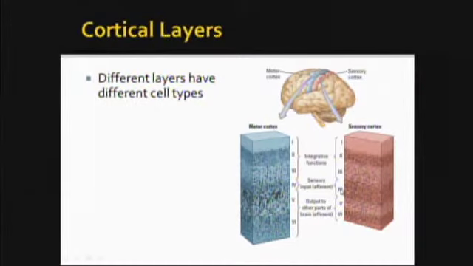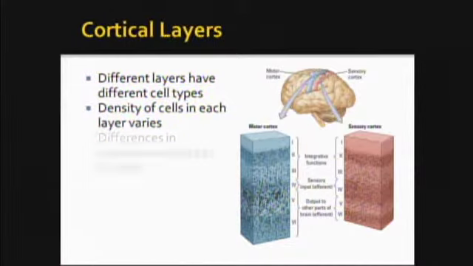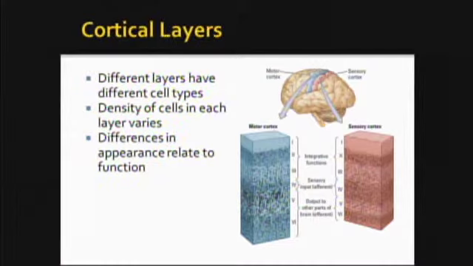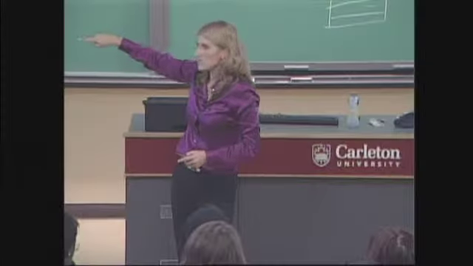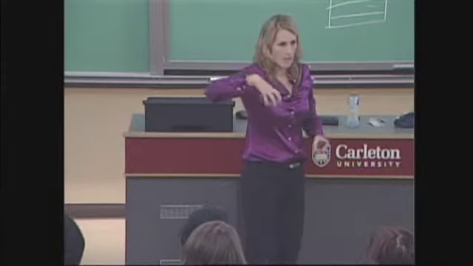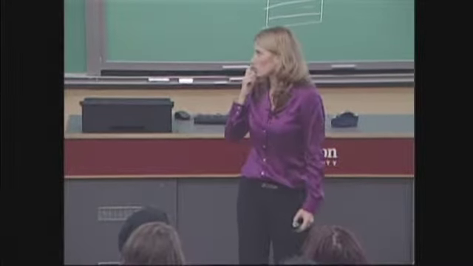Okay? So different layers have different cell types. The density varies in these layers. They also differ in appearance, which relates to their function. Without getting ahead of myself, the dendrites, which is the part of the neuron that receives information, we call the dendritic tree. The more dense that dendritic tree, it means basically that that neuron is responsible for gathering information from a lot of different places. So this is why layers 4, 5, and 6 are really, really dense and have these great dendritic trees.